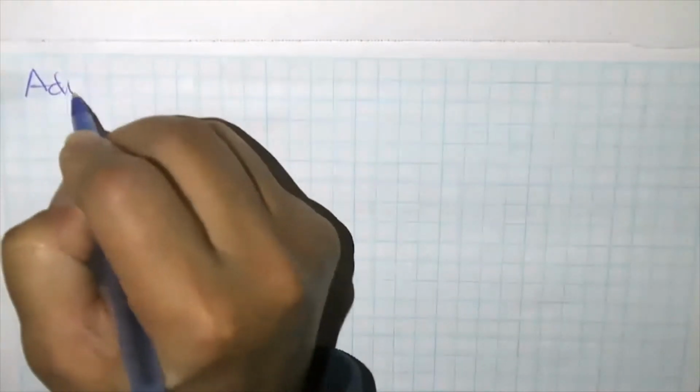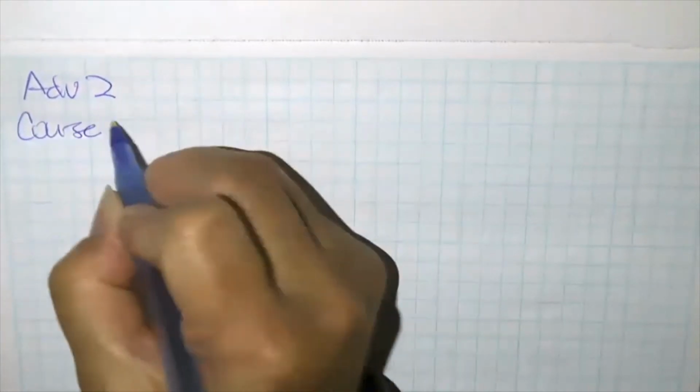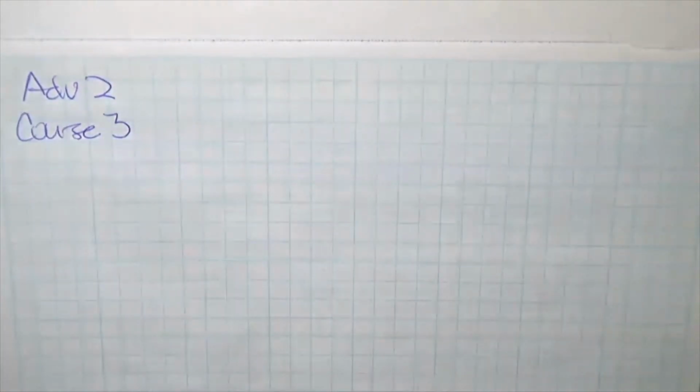Okay, if you are in Math 7 Excel, we're working from the Advanced 2 textbook. If you are in Math 8, we are working from the Course 3 textbook.